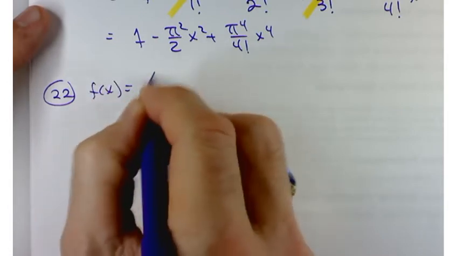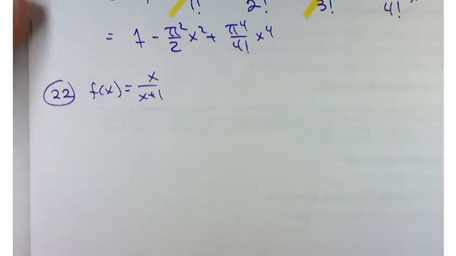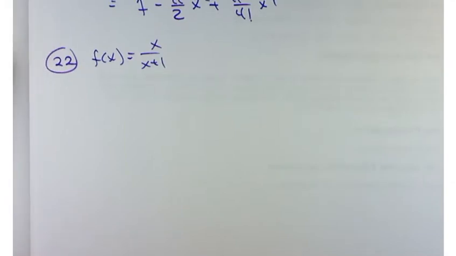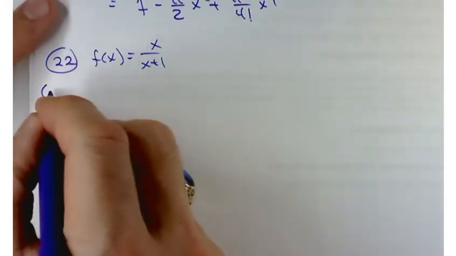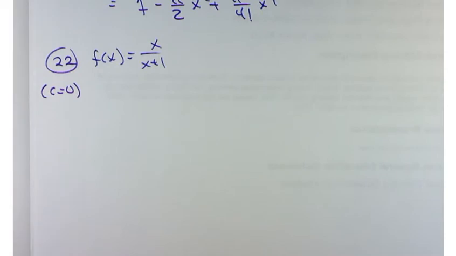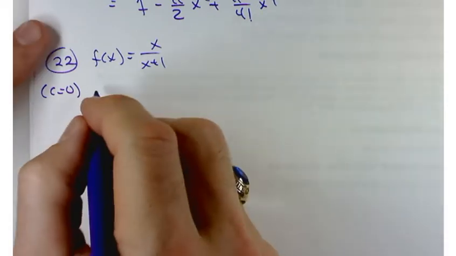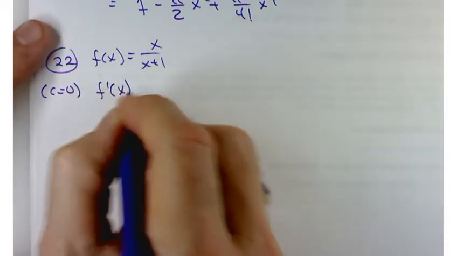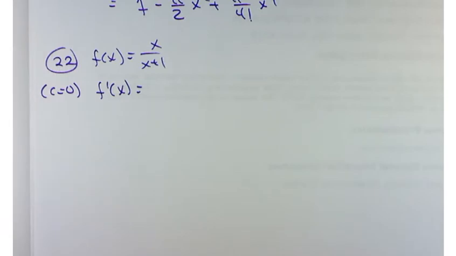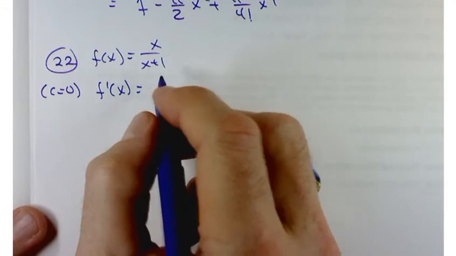F of x is x over x plus 1. So that's the function. Again, it's centered at 0. C equals 0, so it's a Maclaurin series. You're going to need a succession of derivatives. I'm going to help you out with the first one, maybe two. The first one looks like this.